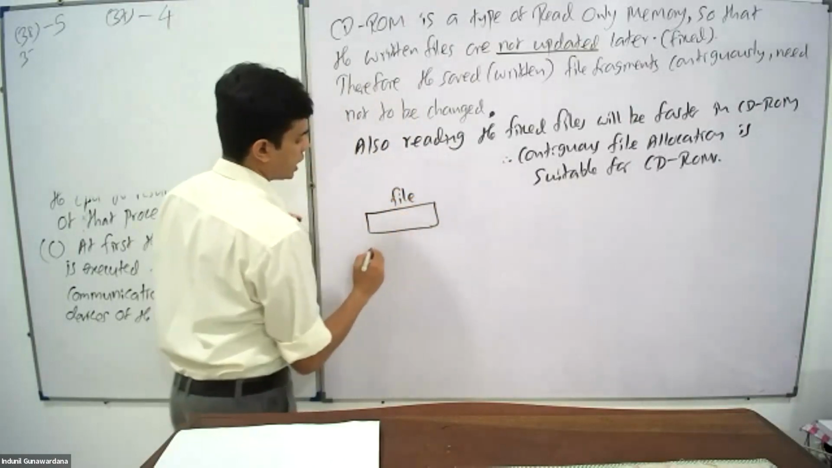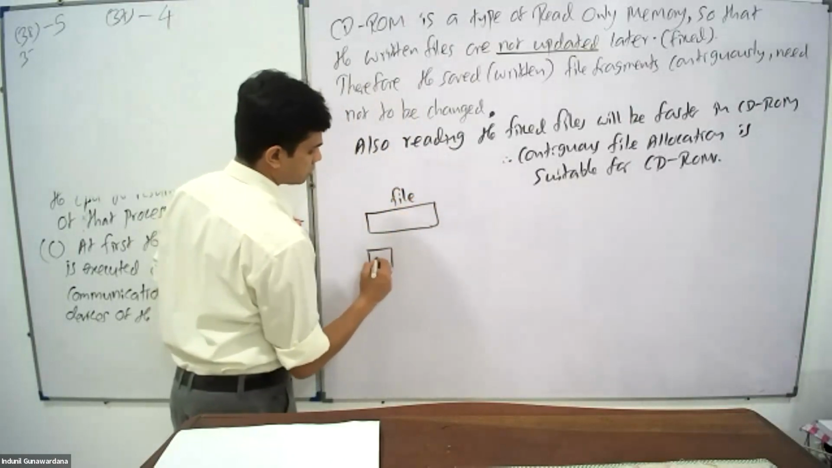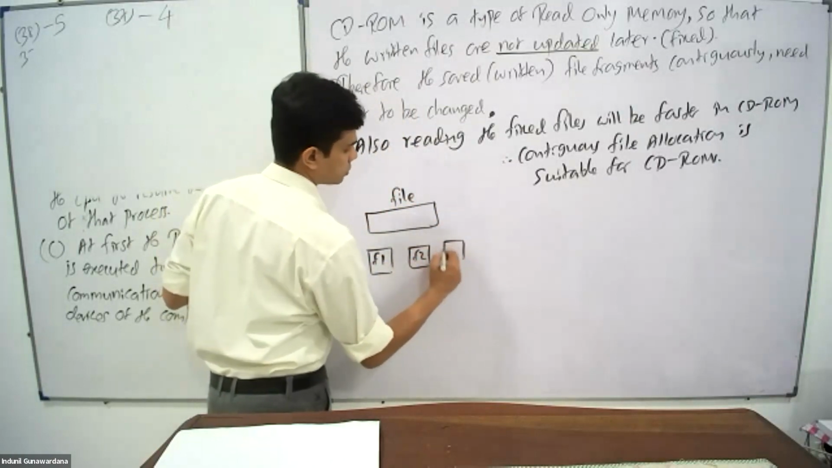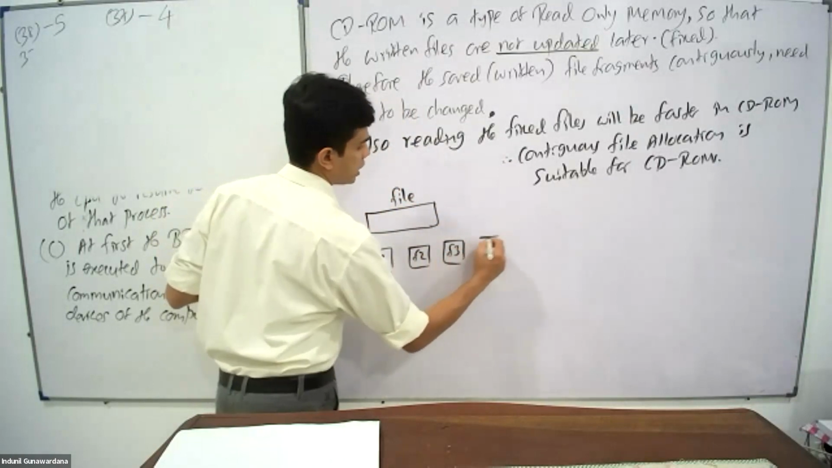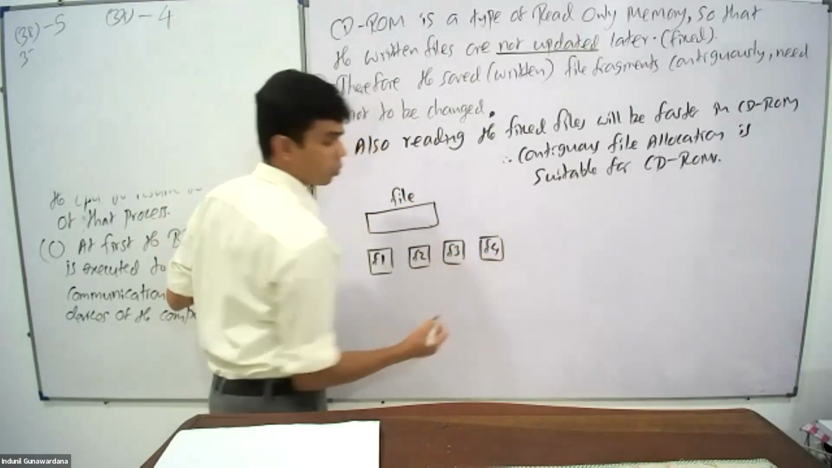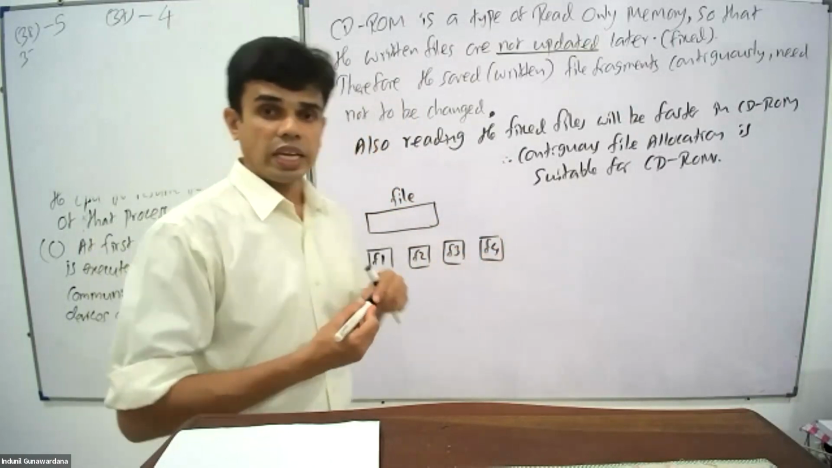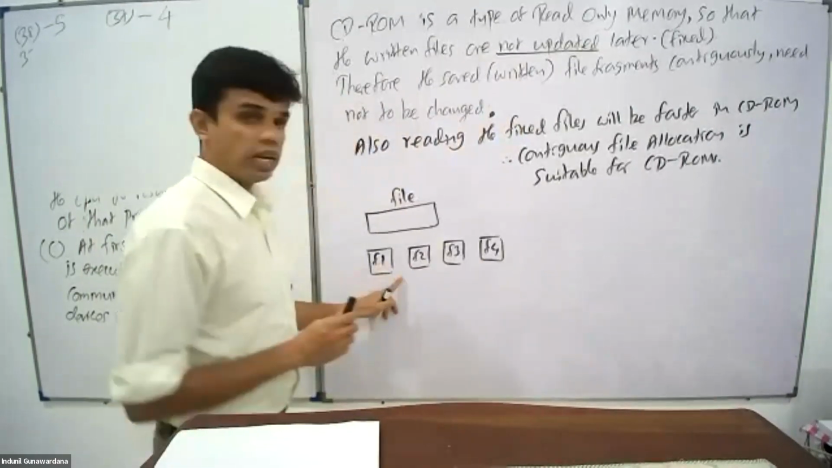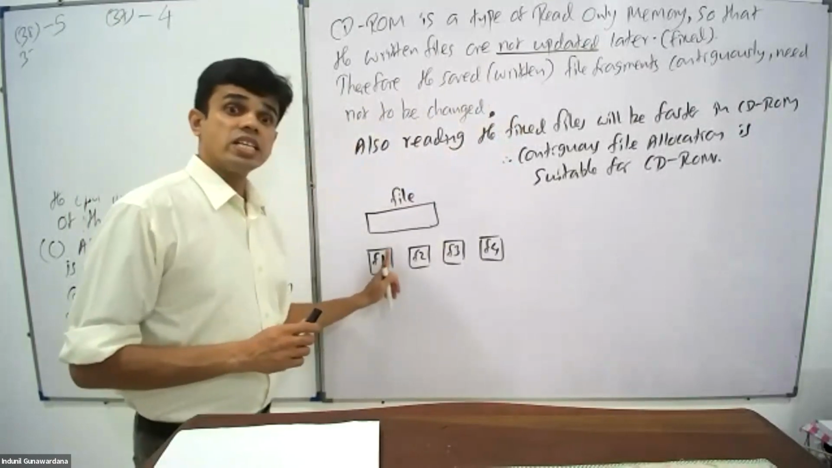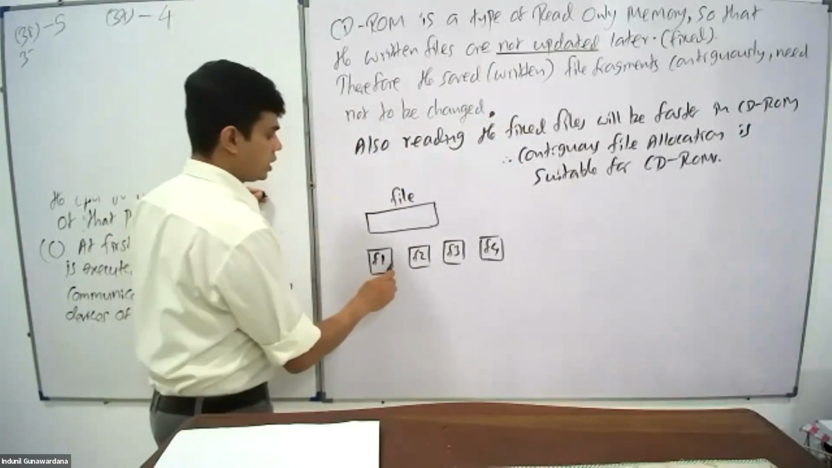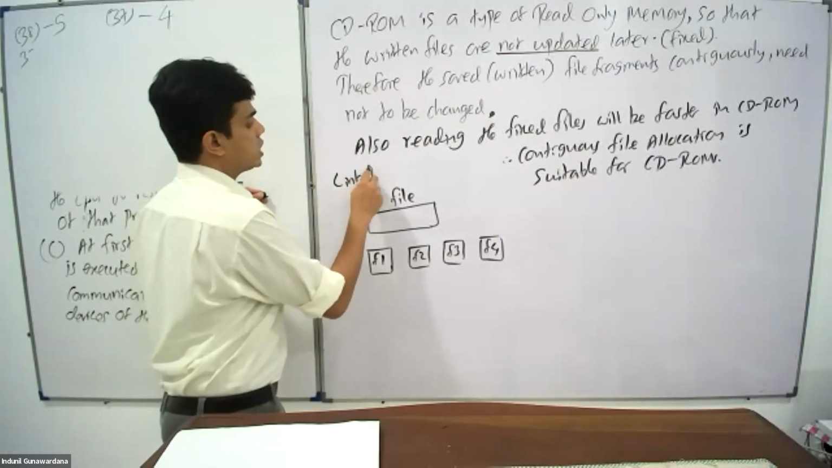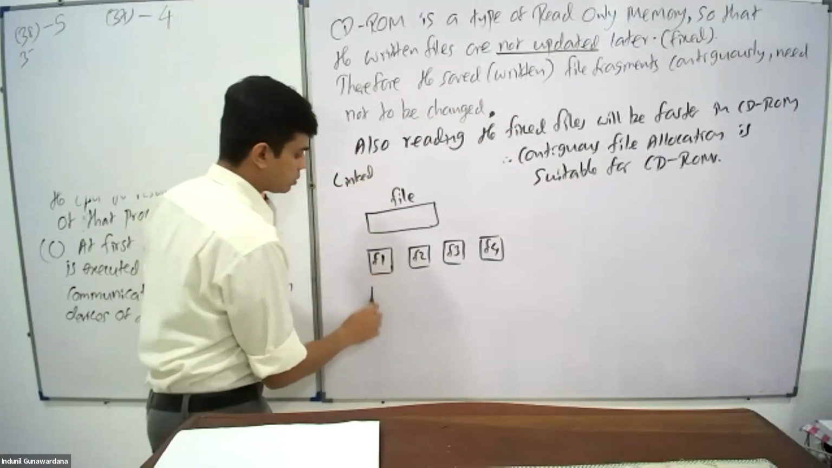So at first the file has to be fragmented. This may be F1, F2, F3 as well as F4. Then in addition to that, what else is required? We need the address to the next block. That's what they ask. In linked allocation, in addition to the file, what else is there?